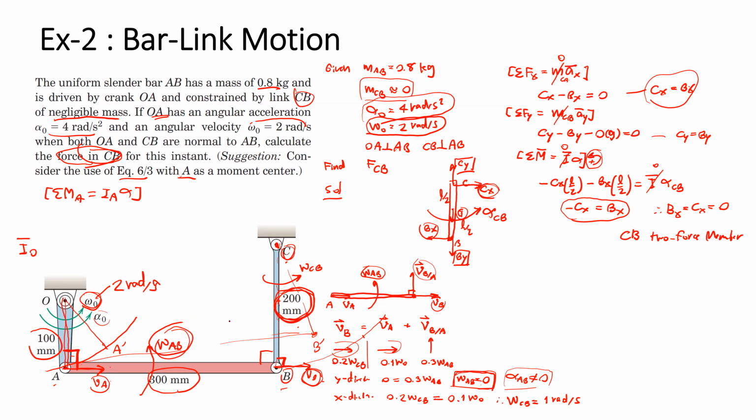So for the velocity analysis, we have omega of the link CB. How about the acceleration? Is it easy? Okay. For acceleration, we still have A and B.